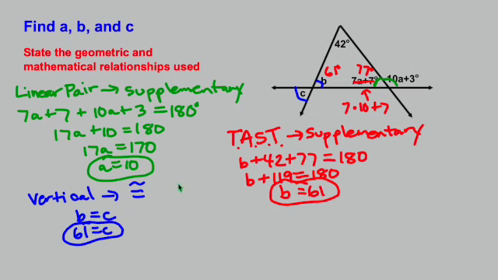So that's it. That's how you could use the Triangle Angle Sum Theorem, vertical angles, and linear pairs to actually solve for missing angles inside a figure like this.